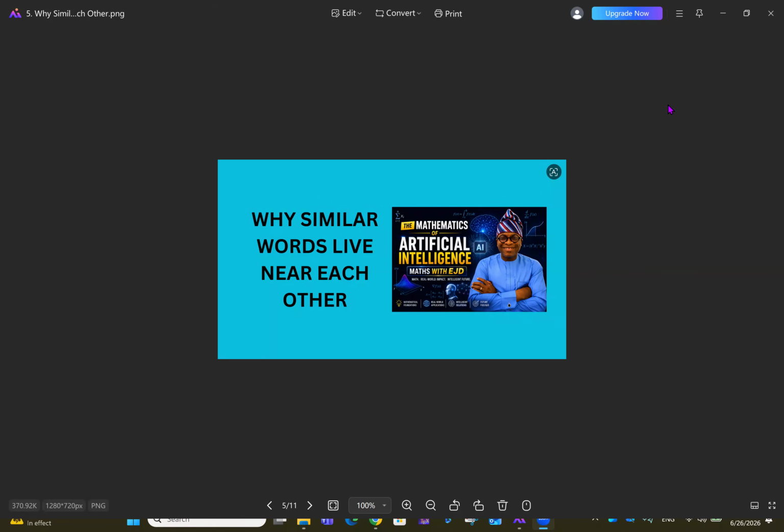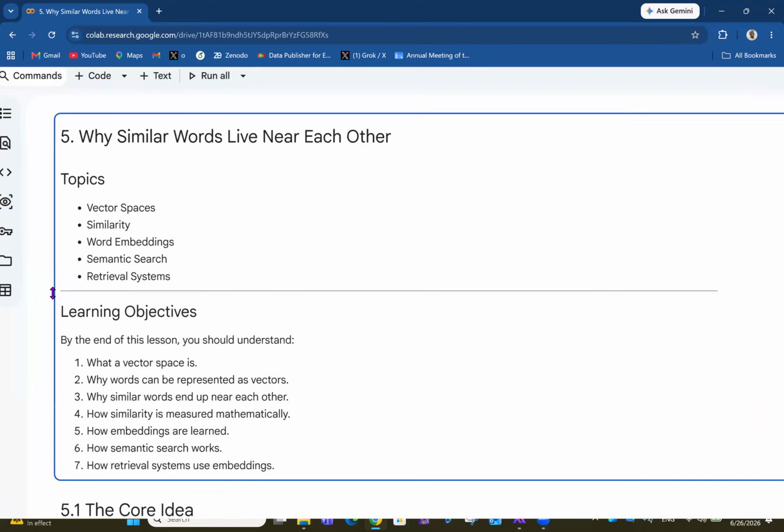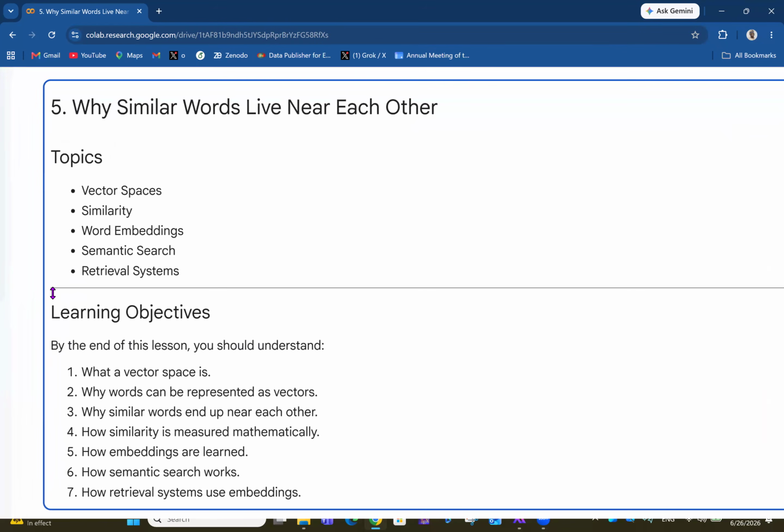We go on with the mathematics of artificial intelligence by looking at why similar words live near each other. Okay, so here we'll be looking at things about vector spaces. We've seen a bit of that in the previous videos. Then we'll talk about similarity, word embedding, semantic search, and retrieval systems.